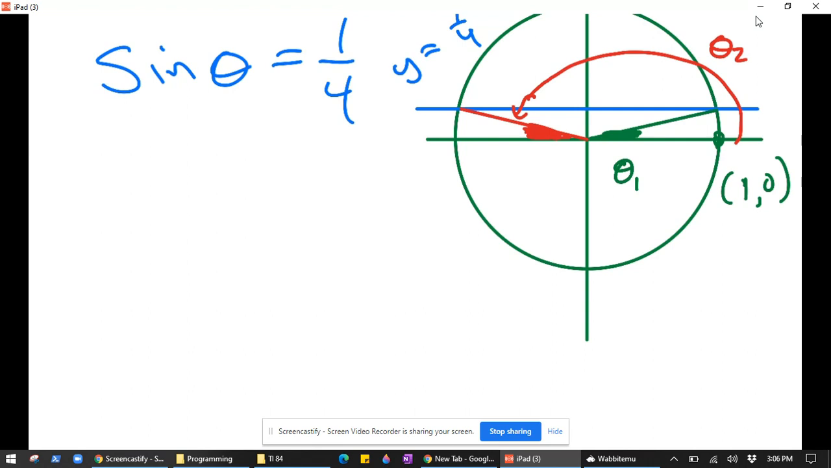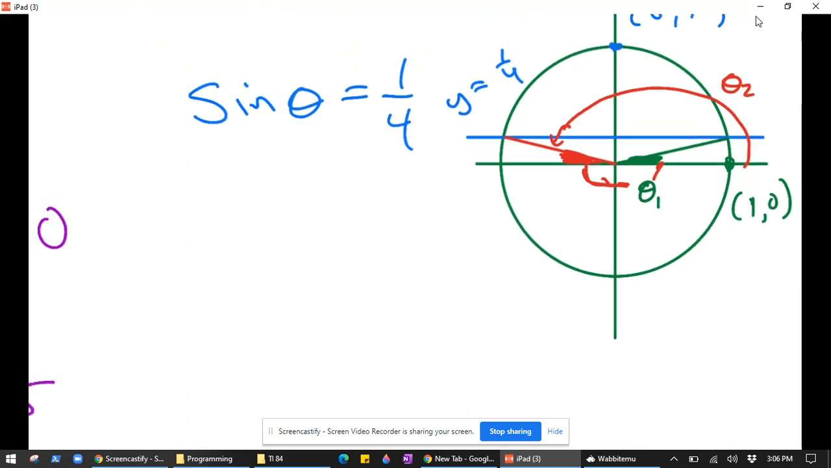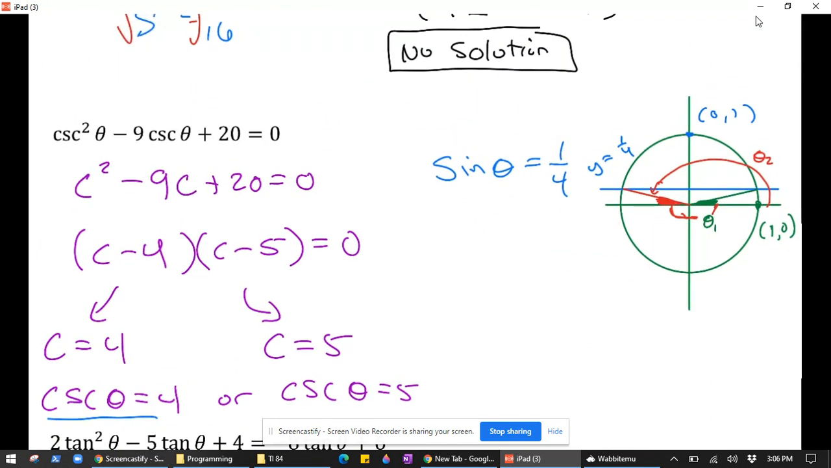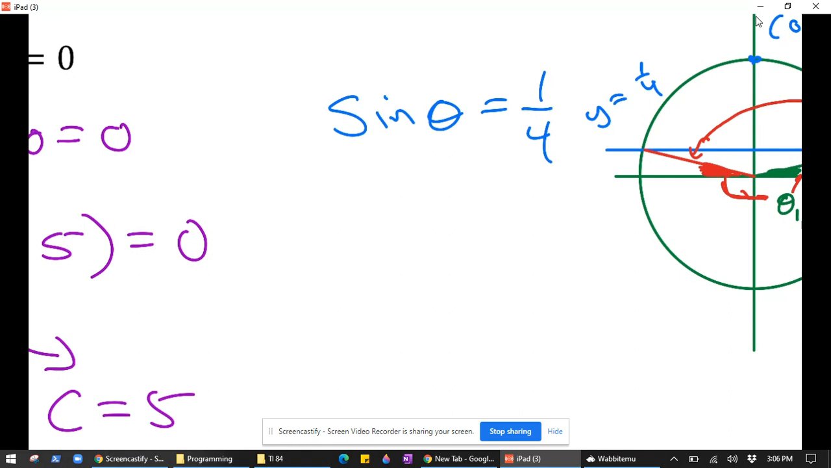Notice that theta 2 is just 180 degrees minus theta 1, because these angles right here are both equal to theta 1. So our first answer is just going to be produced by doing sine inverse, but sine inverse is not going to produce both answers, so we've got to be a little careful there. Okay, so theta 1 is equal to sine inverse of a fourth.